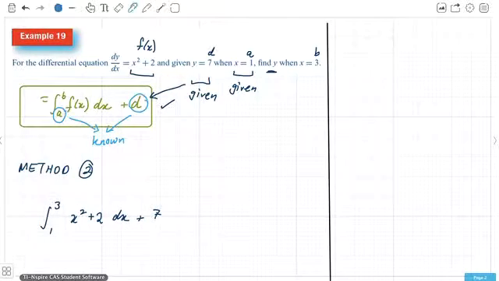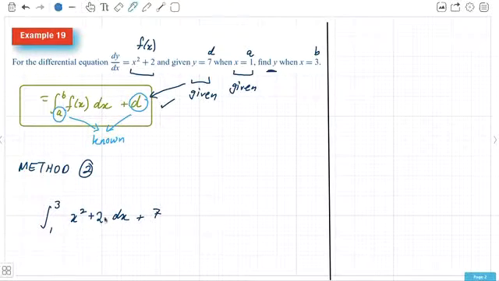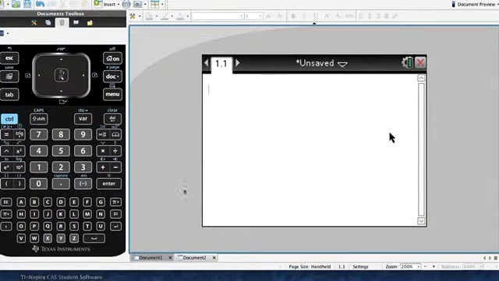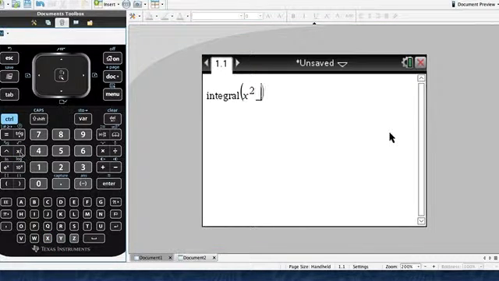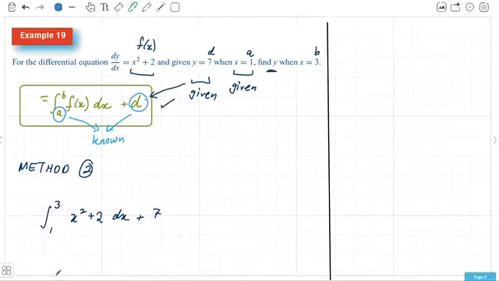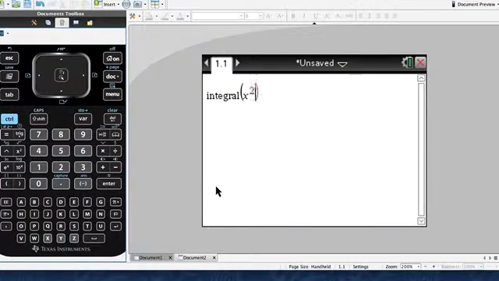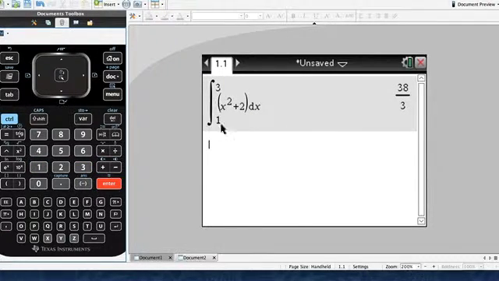Now you can use your CAS for this. So I'm going to open my CAS and we're going to put in this definite integral. We just type in integral, put in the function, which is x squared plus 2, and the terminals are 1 and 3. Then push enter. What that does is it automatically puts it into your integral, puts your terminals in, and then integrates to find your answer. So that's 38 over 3.